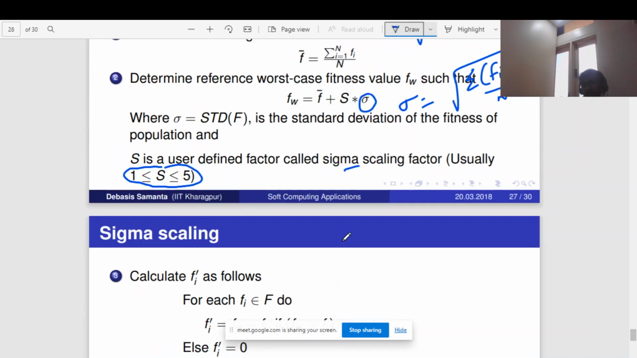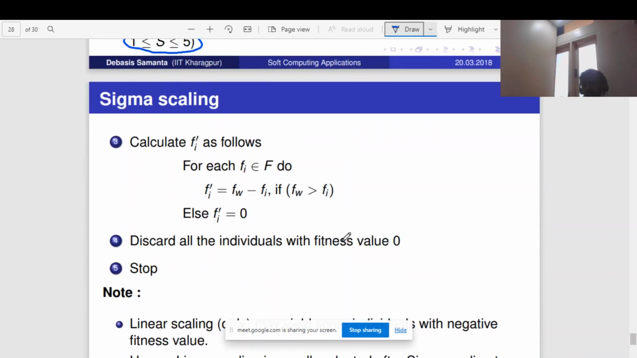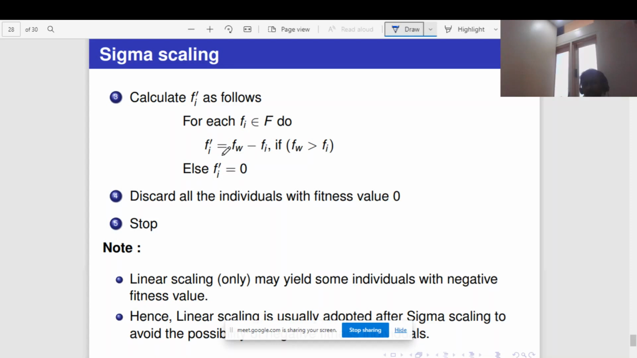Once you have identified Fw, then we calculate Fi dash for each Fi with this formula: Fi dash equals Fw minus Fi if Fw is greater than Fi. That is, for every Fi you have to check whether Fw is greater than Fi or not. If it is, then Fi dash equals Fw minus Fi. Otherwise Fi dash will be 0. So this is how the scaling is done.